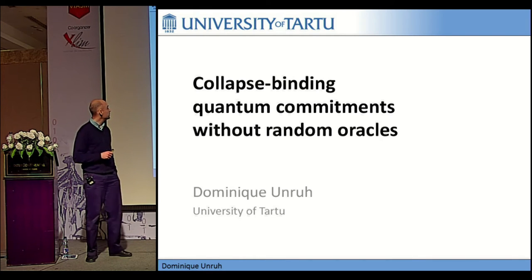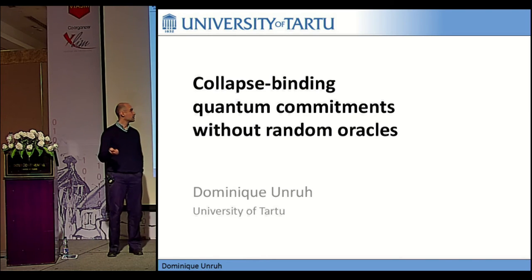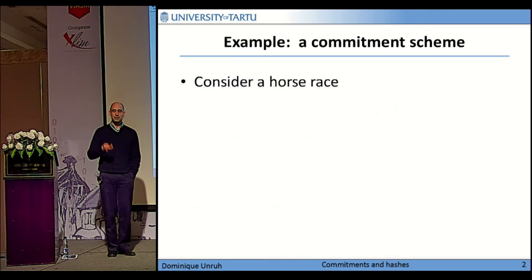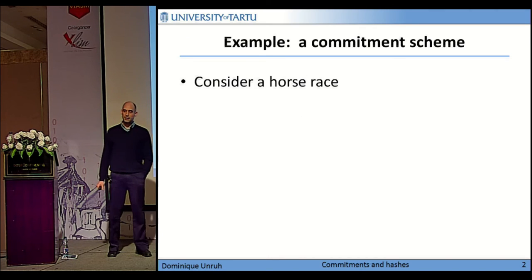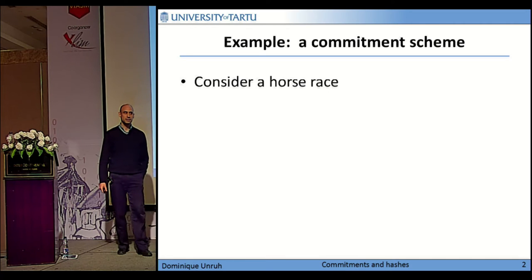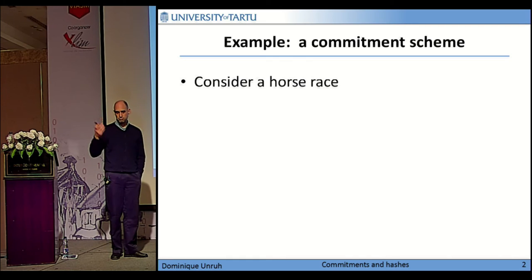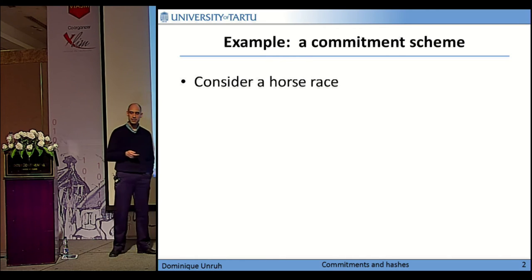Okay, so I'm going to talk about collapse binding quantum commitments without random oracles, and if you don't know what collapse binding commitments are, that's not a problem. I will start by motivating them and telling you why we have them. For this, I would first like to give you an example of something we could do and which is realistic to do.